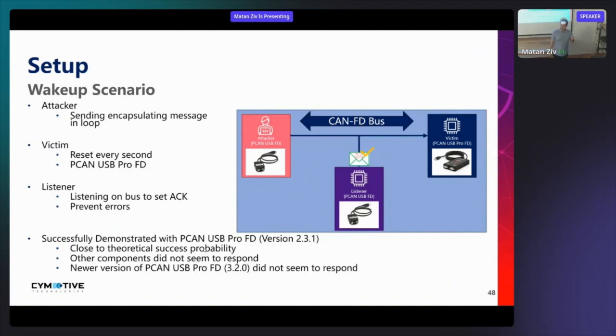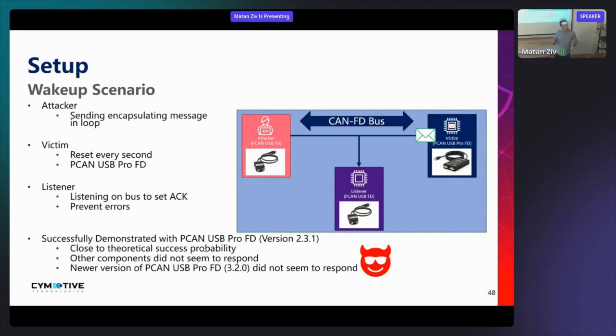So how will this attack look? An attacker will send a message while the victim is restarting. If done at a specific time, the victim will receive the encapsulated message and be attacked. So this was successfully demonstrated using a PCAN-USB Pro FD with version 2.3.1, the specific version that we had on this unit.